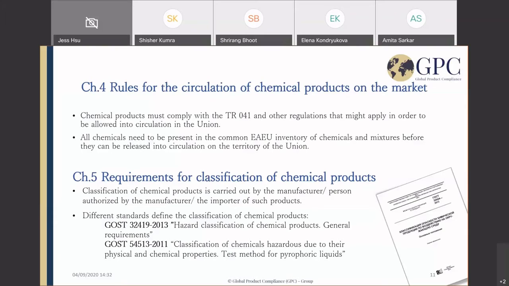And then there are different standards, but here you have just two mentioned as an example, that, for example, hazard classification of chemical products or classification of chemical hazardous due to their physical and chemical properties. And also in the right down corner, you can see the example of what a GOST standard document looks like.